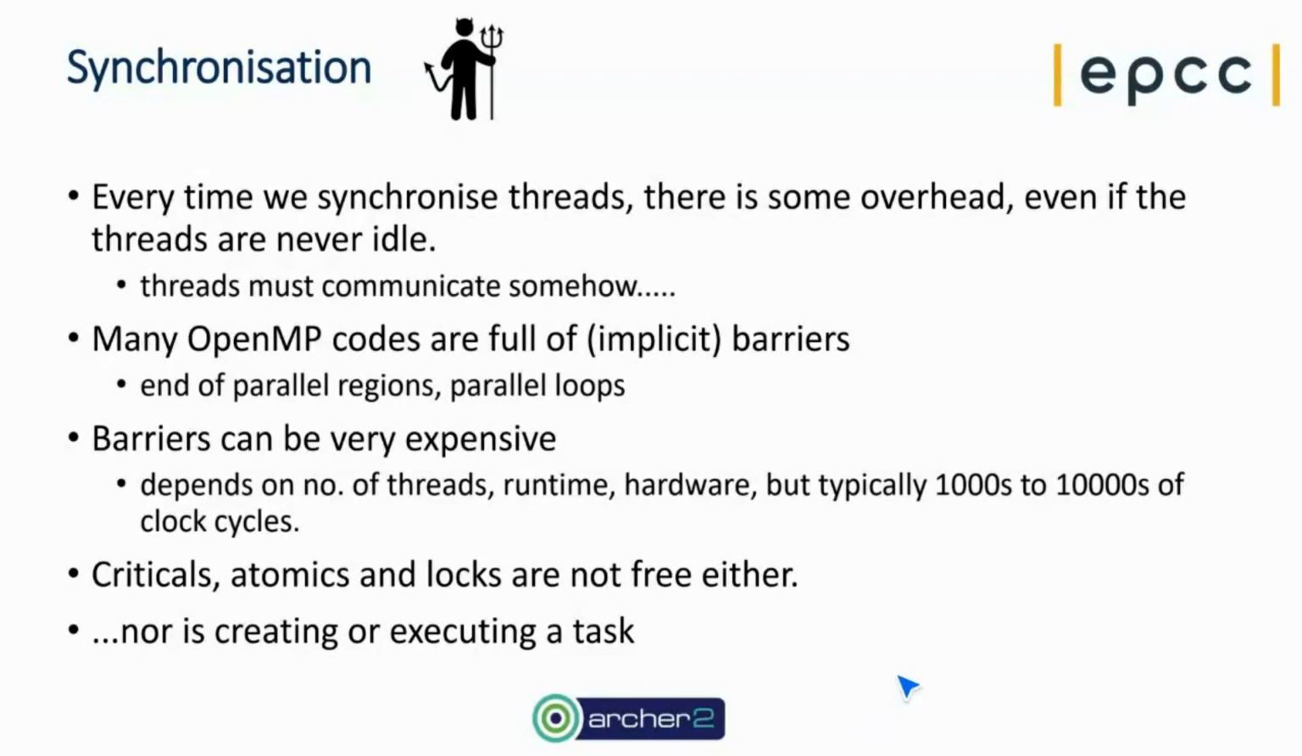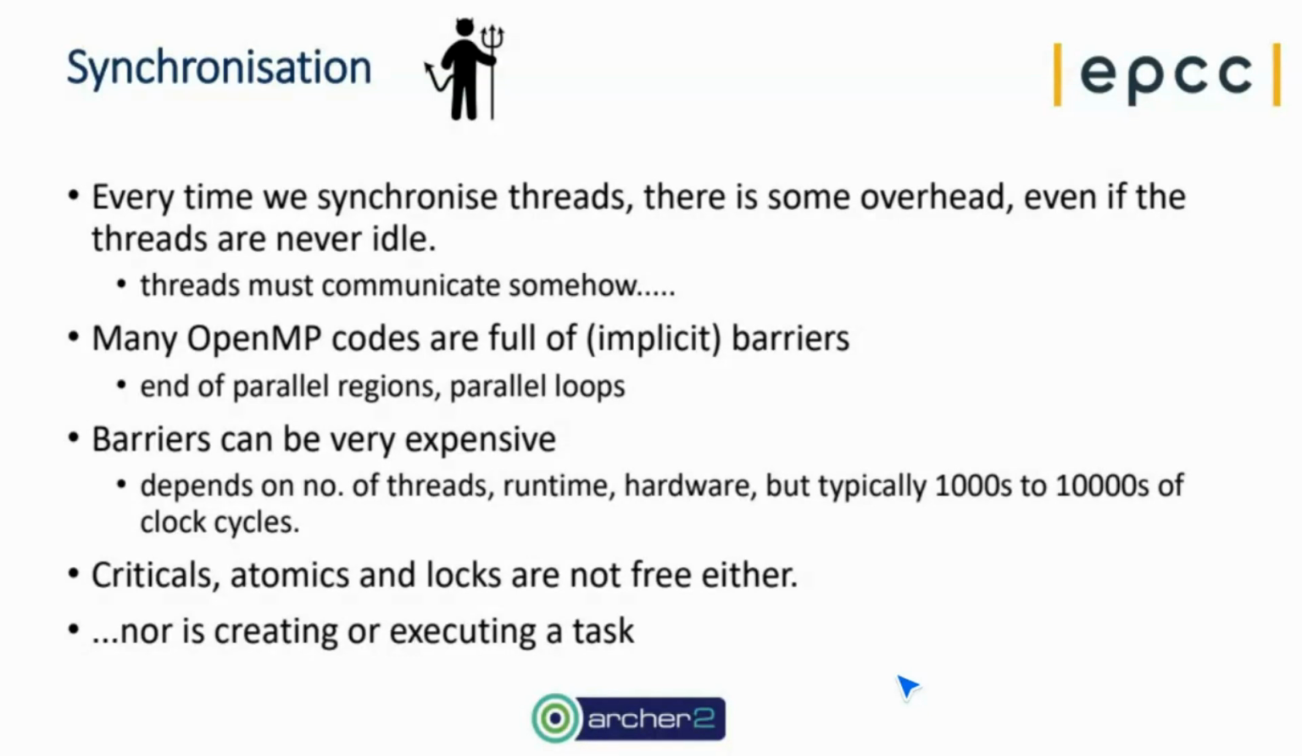Okay, so that's idle threads. So the next one is synchronization. Every time we synchronize threads, there is some overhead, even if the threads are never idle. An example to think about again is the implicit barriers at the end of OpenMP parallel regions and parallel loops.